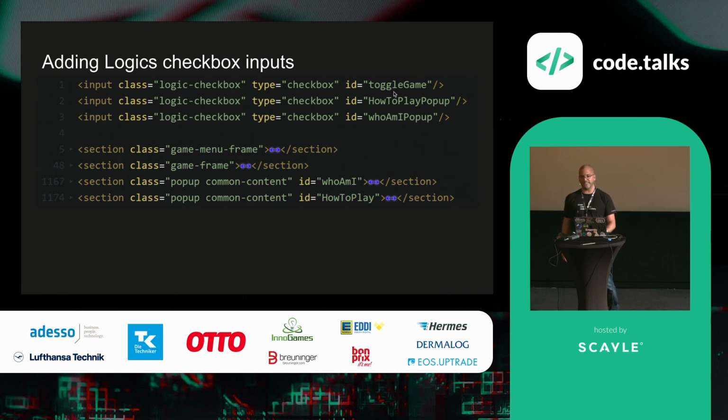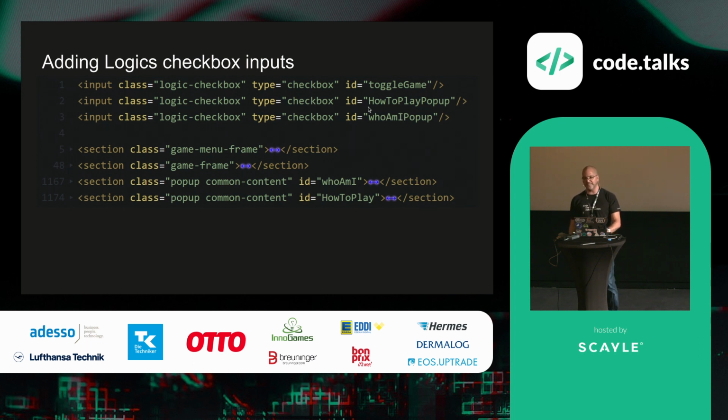The first checkbox, that has the ID name of Toggle Game, if it's unchecked, this means that I want to see the game menu frame, but to hide the game frame. But if it's checked, I want to do the opposite: to show the game frame and to hide the game menu frame. The 2 other checkboxes are even simpler to understand because they each do only one operation.